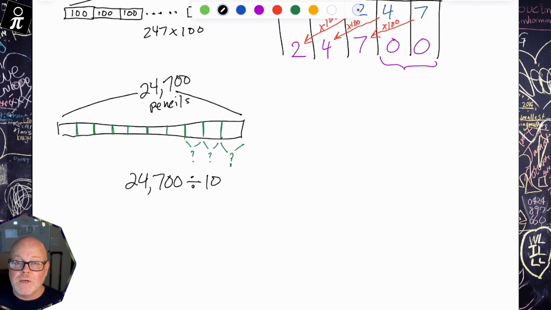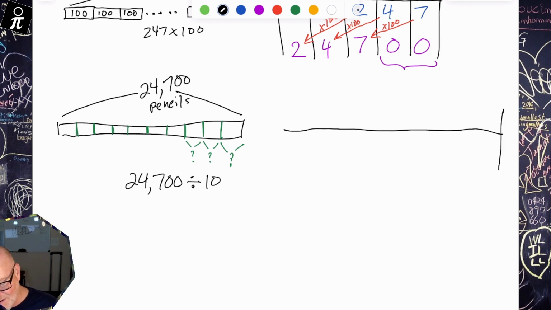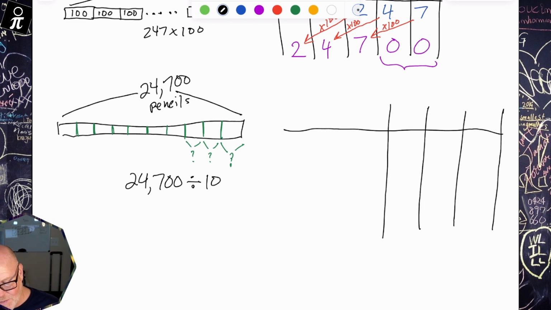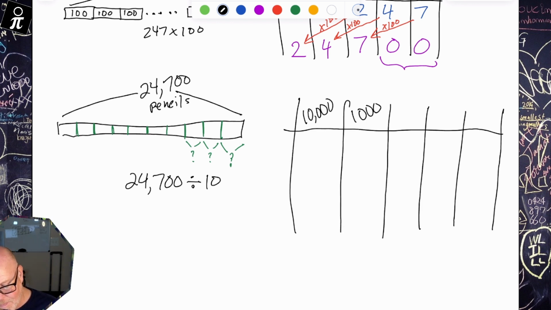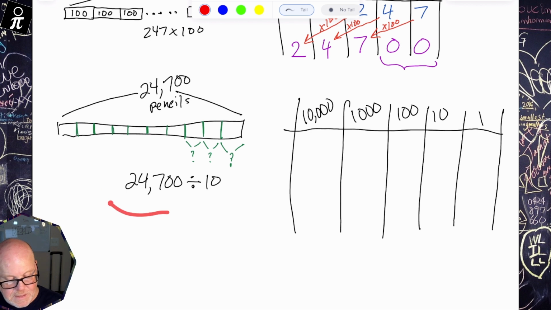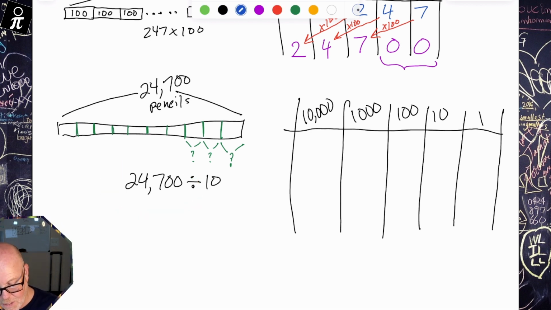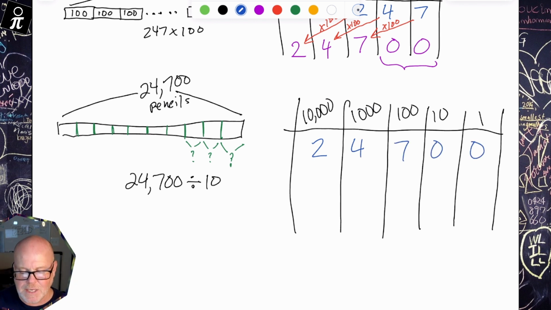All right, so what am I going to do? Once again, I'm going to make a place value chart. 1, 2, 3, 4, 5, I'm going to need 5 columns. Right? And let's model the number 24,700. All right, so what is that going to look like? That's going to be 24,700.